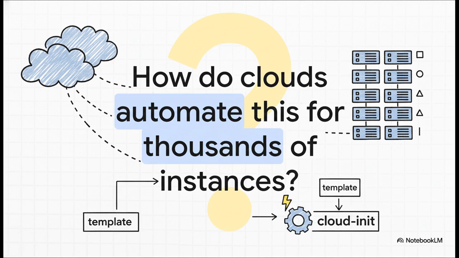So we've walked through how to fix one clone by hand, but that raises a pretty big question, right? How do the big cloud providers do this automatically for thousands of new machines every hour? Well, the secret sauce is a tool called Cloud-Init, which runs right after a machine is born to give it a unique personality, but that's a whole other deep dive for another day.